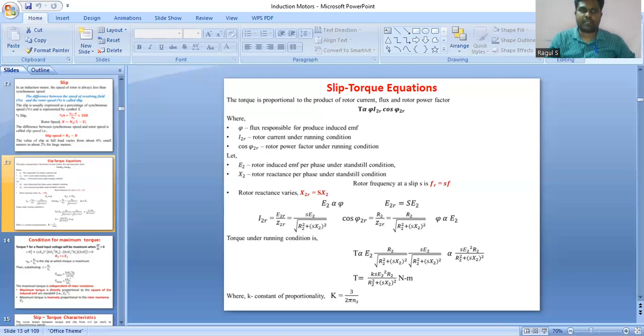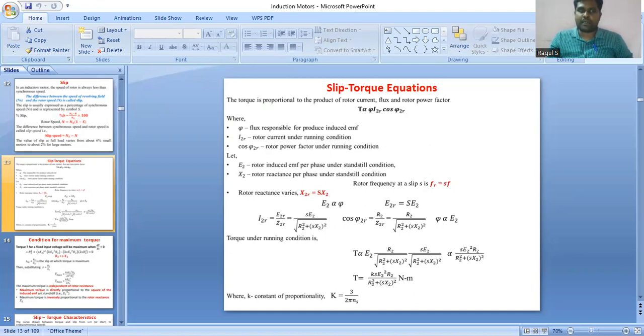These losses are classified as core losses, and friction and windage losses. The core losses again split into hysteresis losses and eddy current losses. Both depend upon the stator and rotor core only. Eddy current losses in the rotor core are negligible because the rotor current frequency is very small, around 0.5 hertz to 2 hertz.